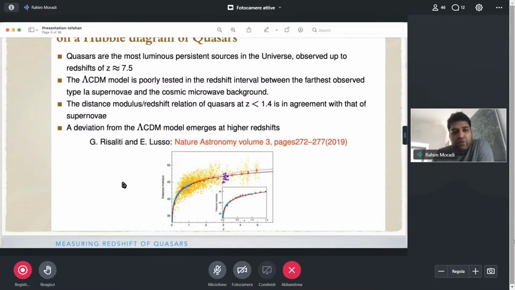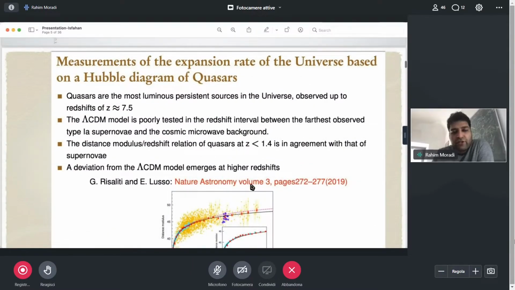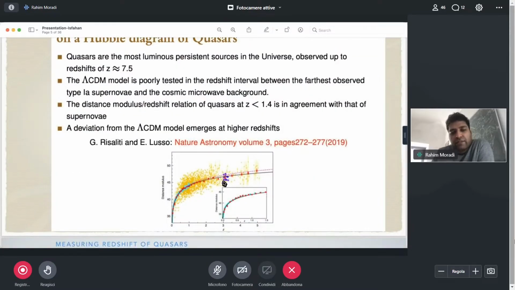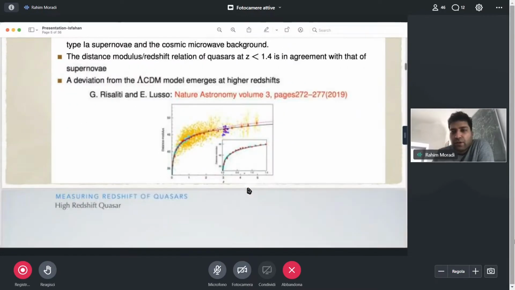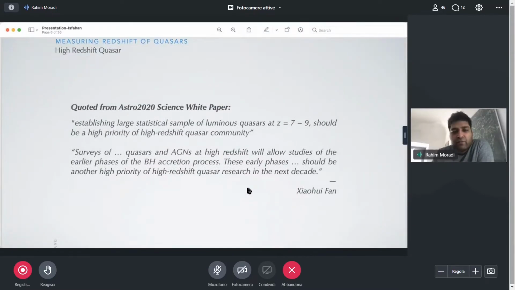As you can see, when people do, for instance, this Nature Physics, Nature Astronomy paper 2019, it shows that if we do the cosmology with quasars till around redshift 1.4, it's in agreement with previous cosmology obtained from the standard candles of the cosmology. But after 1.4, it shows that we should reconsider our understanding, because these quasars also can exist till redshift 9. So, in principle, these are very important sources to study.